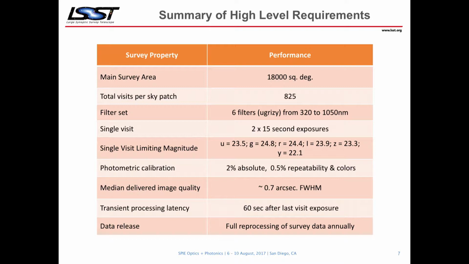And then one of the interesting constraints is this transient processing latency. Within 60 seconds of closing the shutter on the telescope, which will be in Chile, I'll come to that later, we have to transfer all of that data to our processing facility in Illinois, reduce the image, compare that image to a reference image, determine everything that's varied, and broadcast that to the world. So 60 seconds for that entire time. That puts lots of constraints on the data system and the speed at which we can process the data.